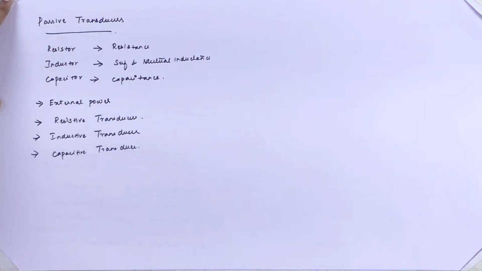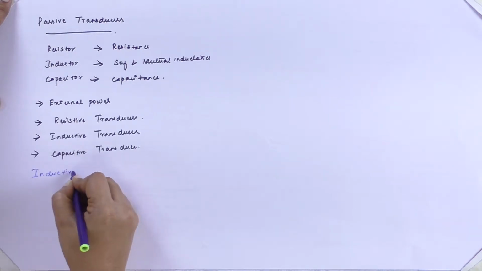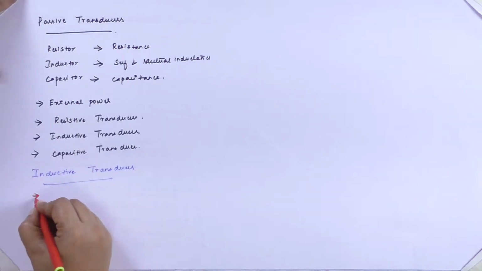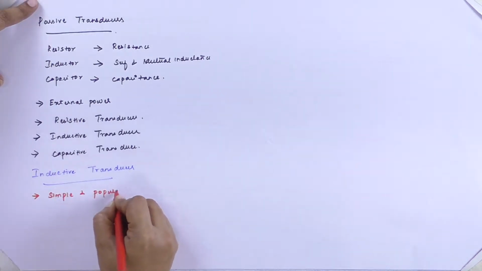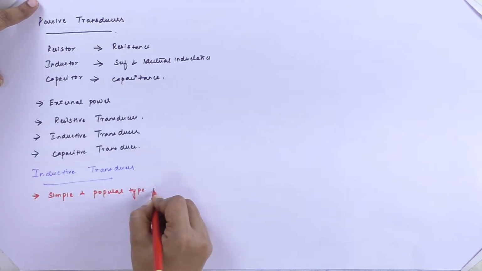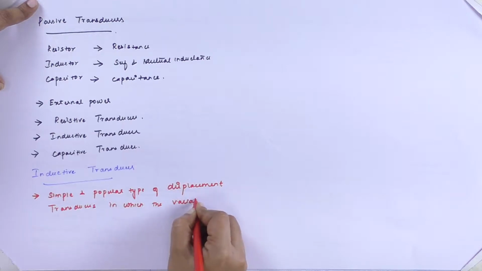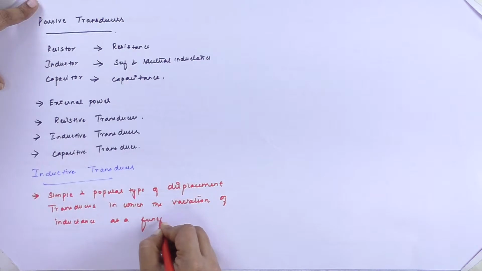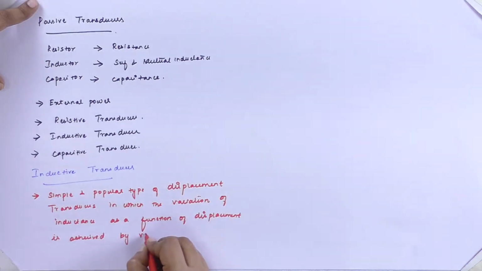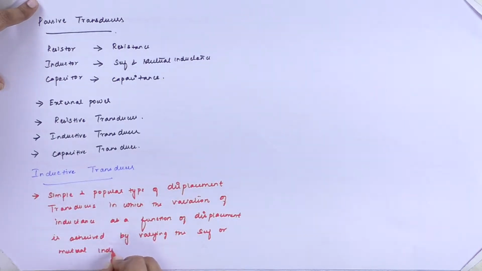First, let us see what is an inductive transducer. These inductive transducers are the most simple and popular type of displacement transducers, in which the variation of inductance as a function of displacement is achieved by varying the self or mutual inductance.